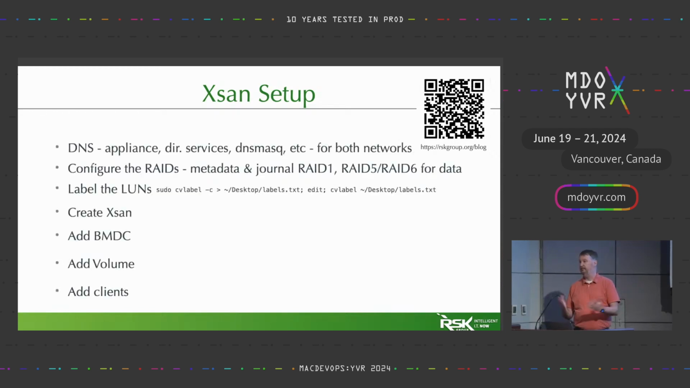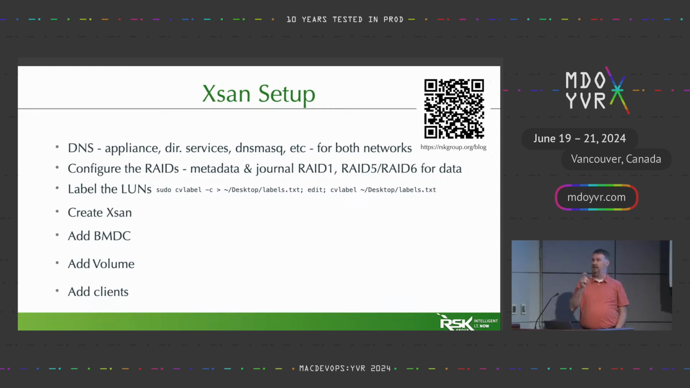We set up our RAIDs. Depends who you bought your RAID from, how exactly that works, but we have to break it up into LUNs. We want our metadata and our journal LUNs to be mirrors. We want our data LUNs to be RAID 5 or RAID 6. Whatever you're comfortable with there, if you want spares or not. You can set all of that up within that RAID interface. Then we have to label the LUNs. And this is where we start getting into some of these cvlabel and xsanctl commands.